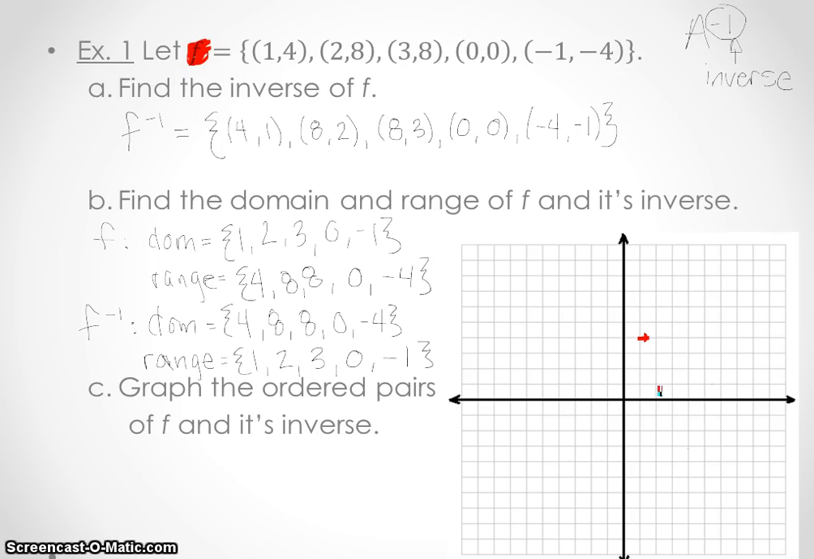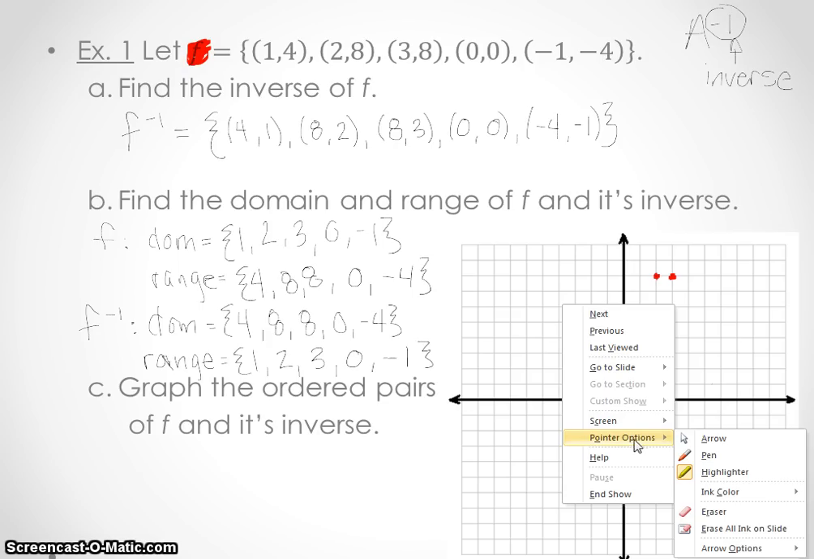Our second point will be 2, 1, 2, 3, 4, 5, 6, 7, 8. Okay, then 3, 8, so 1, 2, 3, and then up to 8. Then 0, 0, that one's easy enough, right there. And negative 1, negative 4. So back 1 and then down 4. Okay, there we go. Alright, there's our points or lines or however you want to call them.